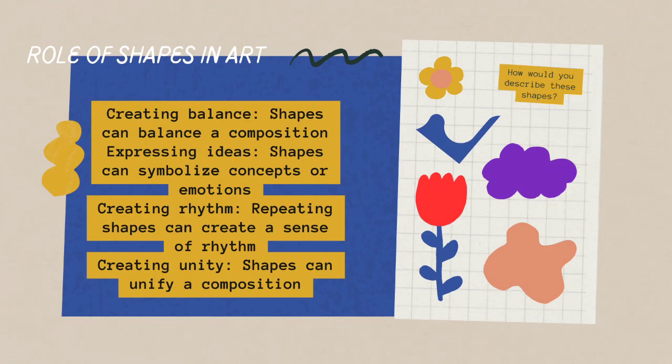The role of shapes in art. Creating balance: shapes can balance a composition. Expressing ideas: shapes can symbolize concepts or emotions. Creating rhythm: repeating shapes can create a sense of rhythm. Creating unity: shapes can unify a composition.